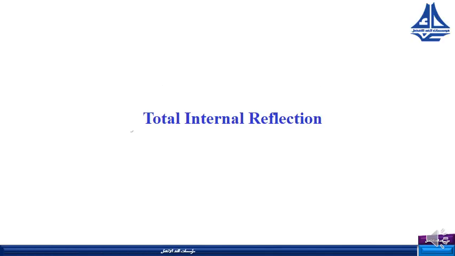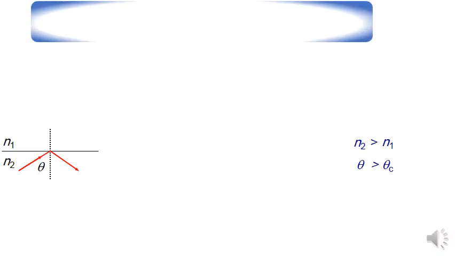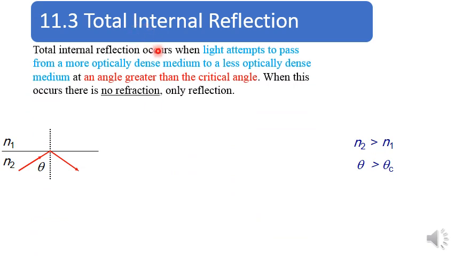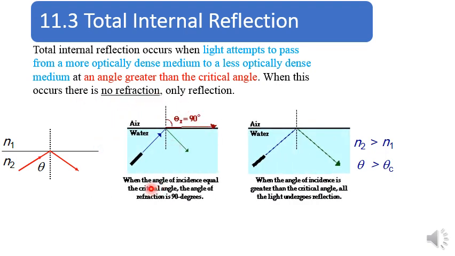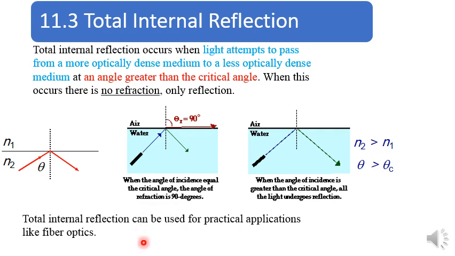Total internal reflection. What is this phenomenon? Total internal reflection occurs when light attempts to pass from a more optically dense medium to a less optically dense medium at an angle greater than the critical angle. So these are the conditions. When this occurs, there is no refraction, only reflection. Total internal reflection can be used for practical applications like optical fibers or fiber optics.